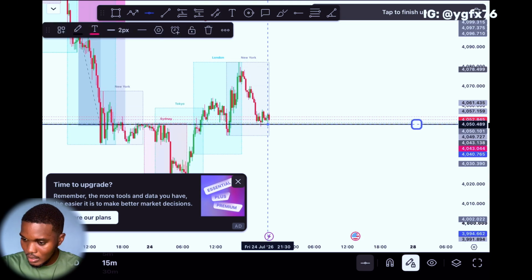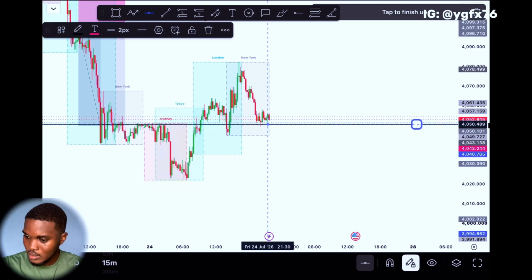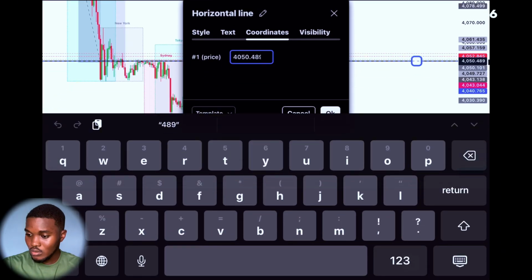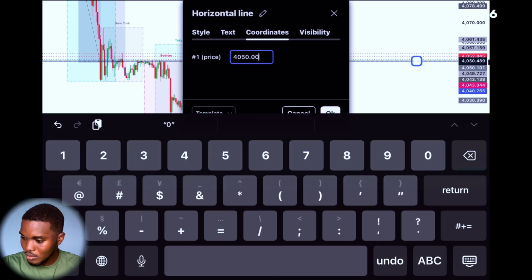And then you come to settings, and you see style, text, coordinates, visibility. So you go to coordinates, and then we take the round number. I told you that usually we use round numbers, as in 00s or 50s. This one, the price sits at 4,050, and so you just delete the others and make it 0.000, right? Yeah, and then you click OK.